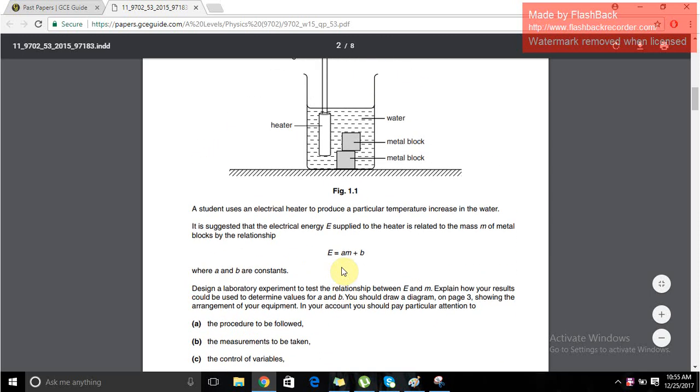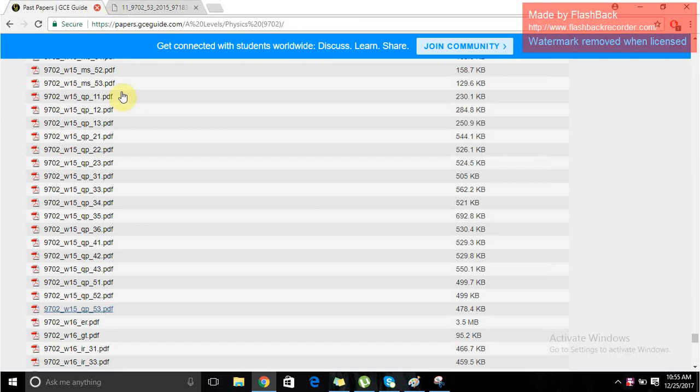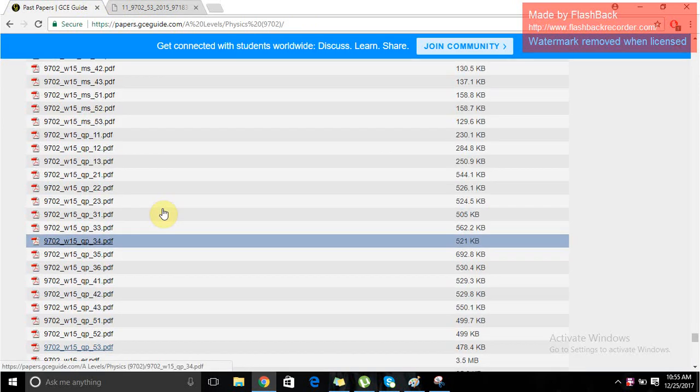Safety precaution: do not touch the beaker barehanded. It is pretty hot, you might get burned. Same goes for the heater as well, or the water in it. Let's just see what they have to say about this. MS 53.